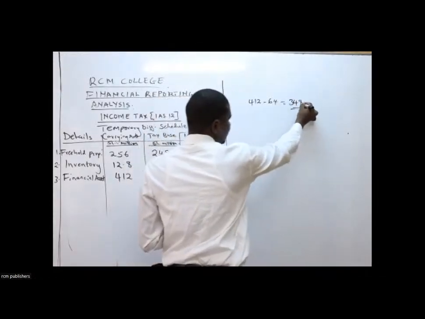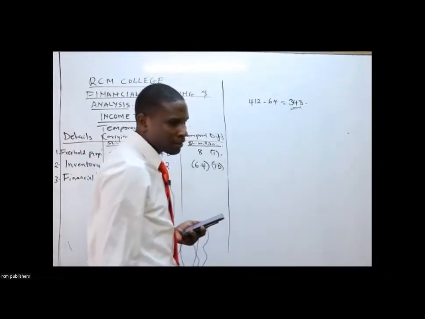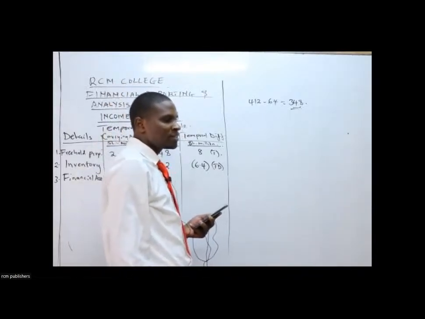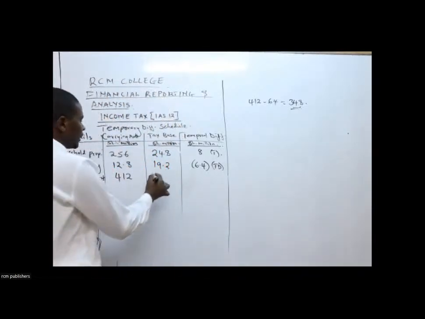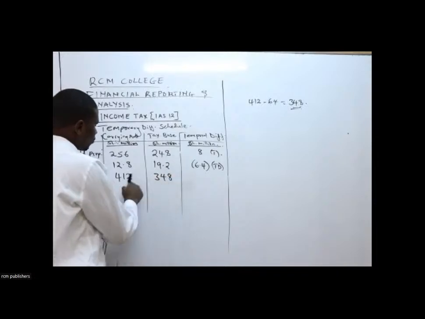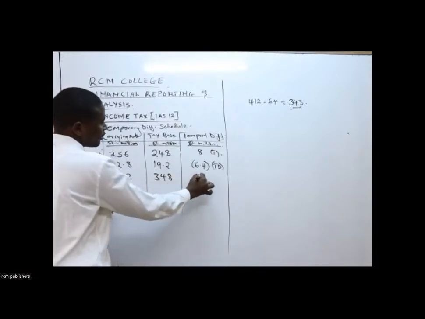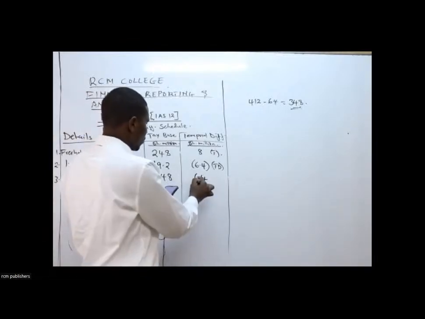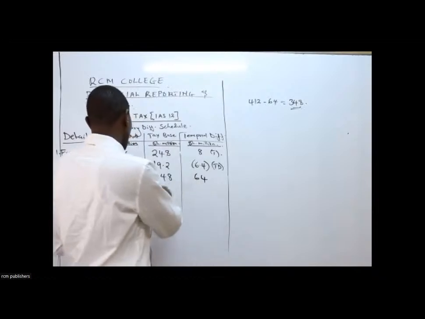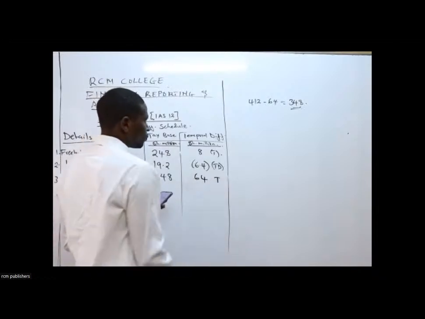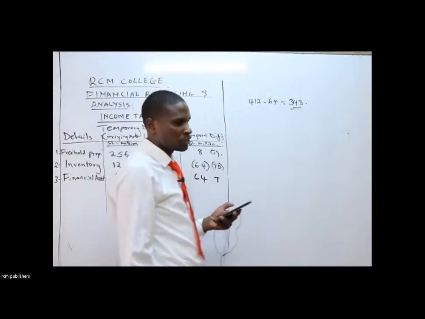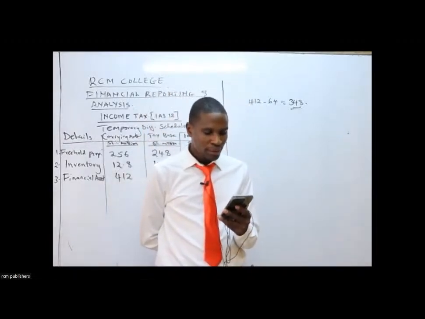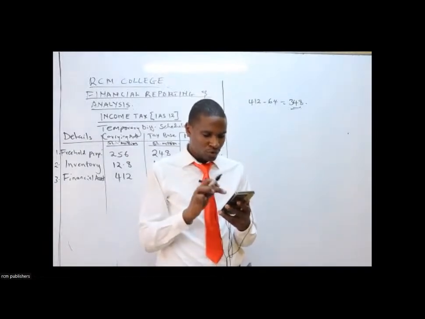That means this is our tax base. Our tax base, as far as the financial assets are concerned, is 348. So if I look at this one, there will be a 64 here. In fact, it is 64, not point, which will be taxable. Then we move to the next one. We're almost done.